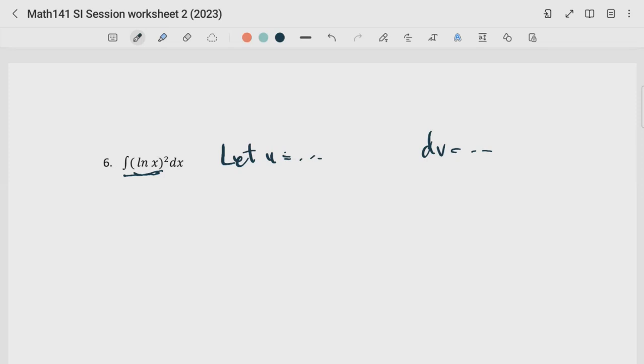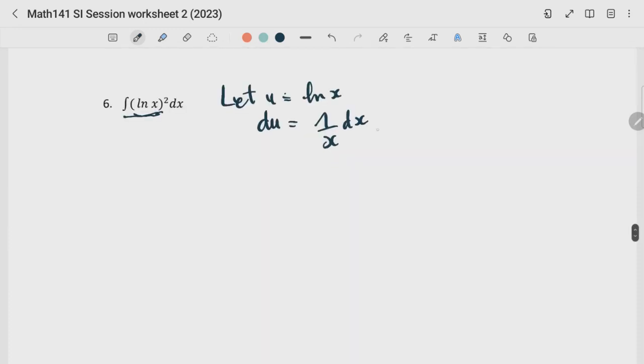I think we should substitute ln of x. So let's try that. So let u be equal to ln of x, right? So that would mean that du is equal to 1 over x dx, right? Meaning that dx is equal to x du.